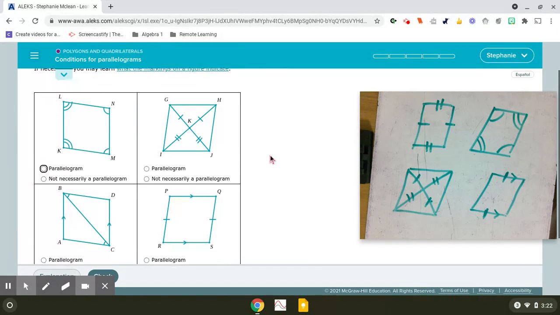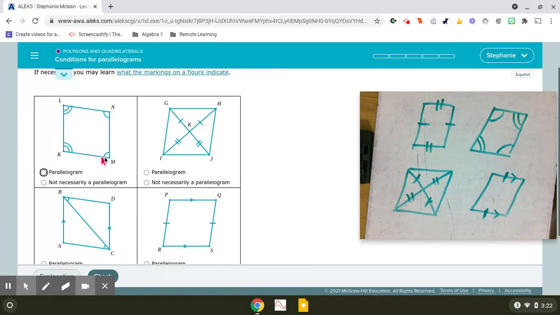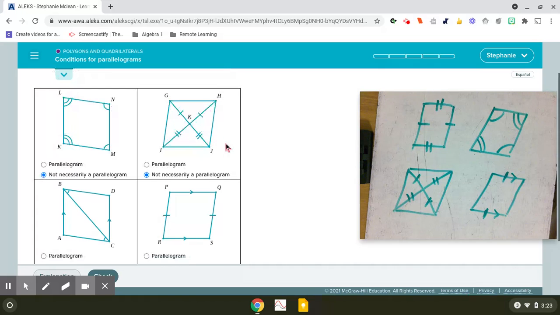So here I have a quadrilateral. The opposite angles here are not congruent, so this is not necessarily a parallelogram. They have to be across from each other. Now this one, the diagonals do not divide each other in half. This one would need a double tick mark to match that one in order for it to be divided in half.